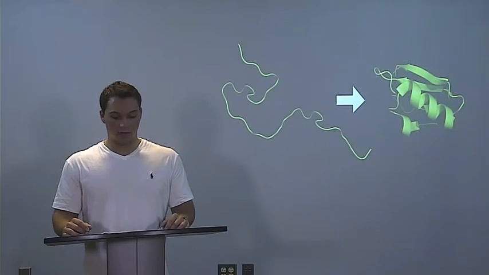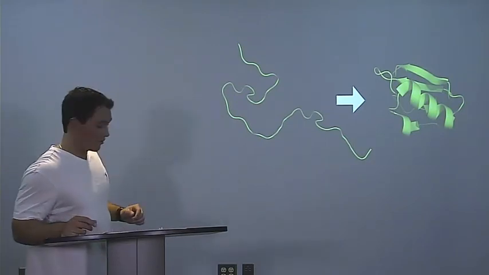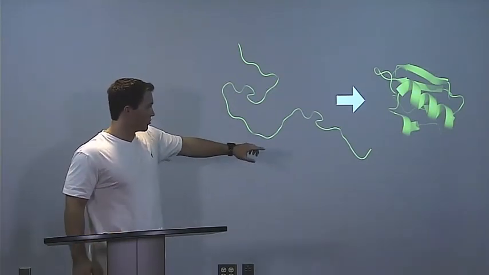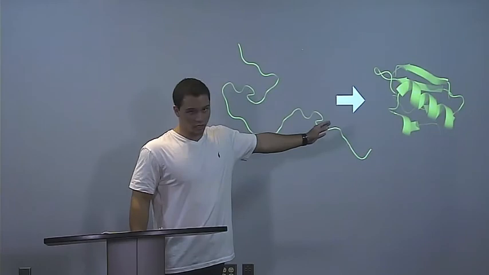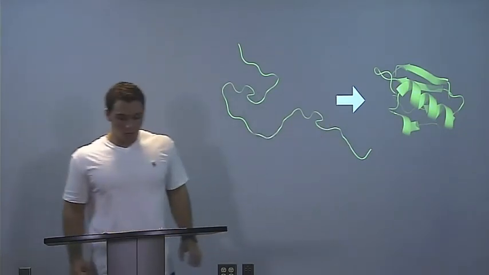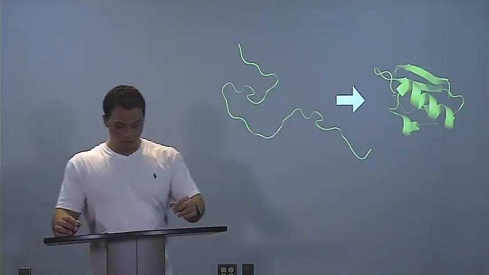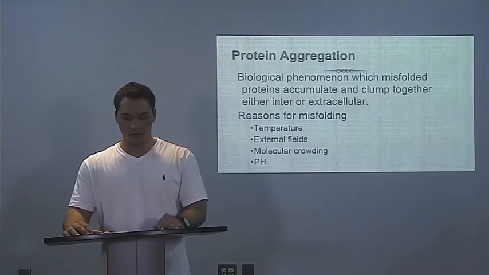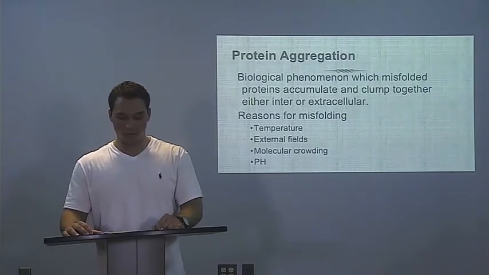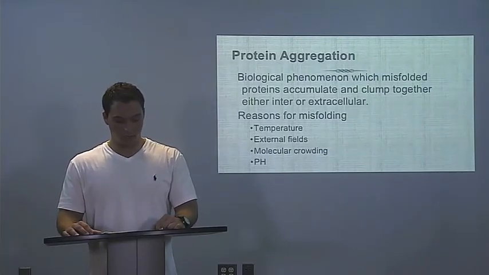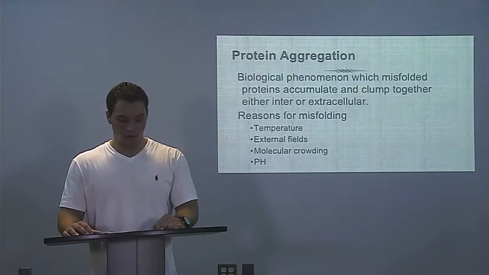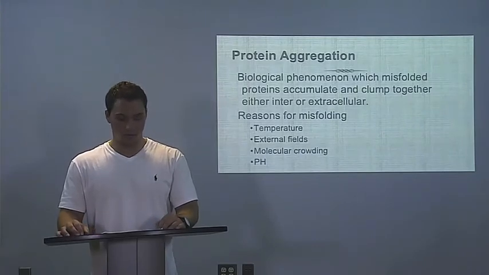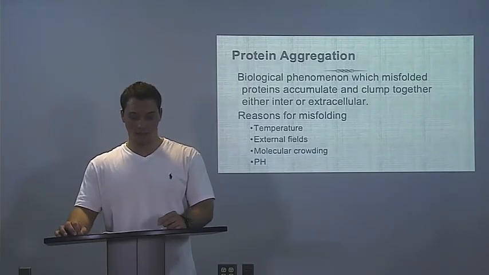Right. This slide gives you a visual of the native structure and how it starts. This is a long polypeptide chain, and then it goes into a 3D coil, which is usually what proteins do. That would be its native shape. That's just an example for you. Protein aggregation is the biological phenomenon in which misfolded proteins accumulate and clump together, either inter- or extracellularly. Some common reasons for misfolding are temperature, external fields such as electric or magnetic fields, molecular crowding, or pH.